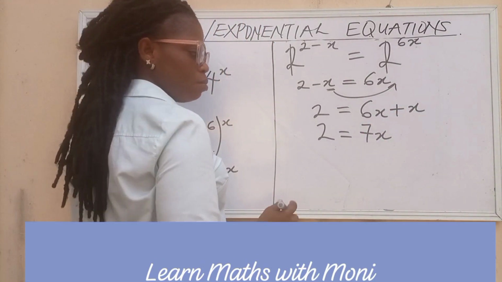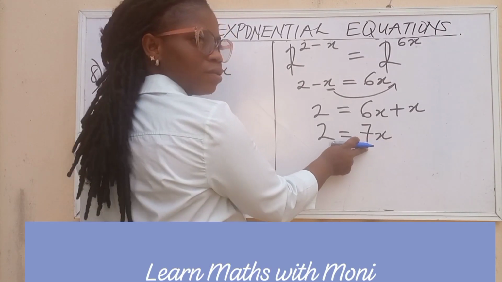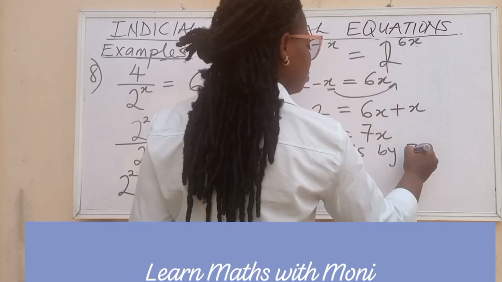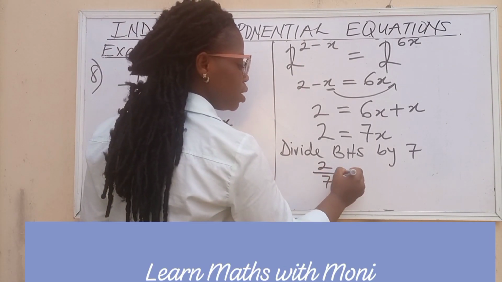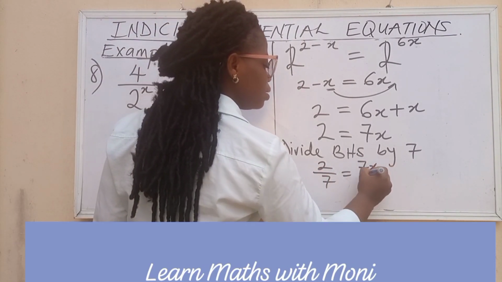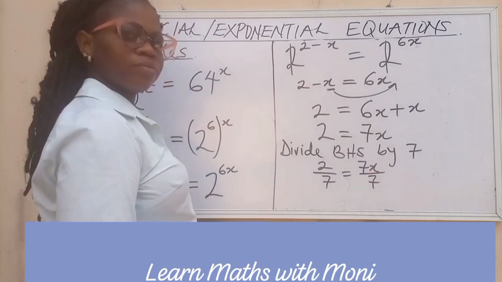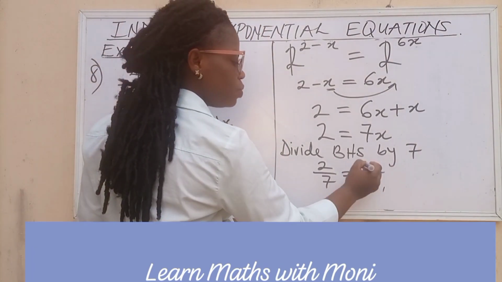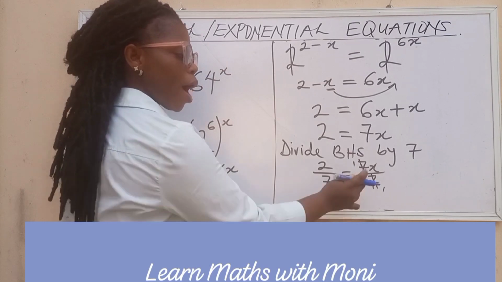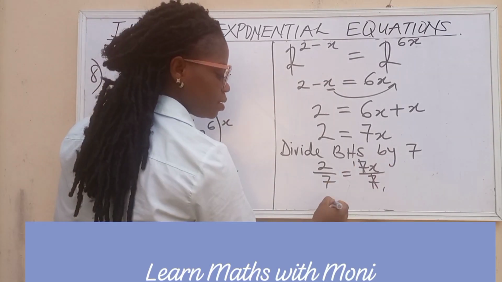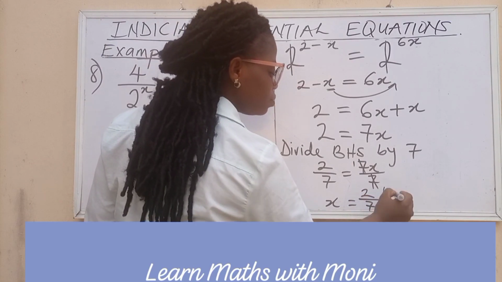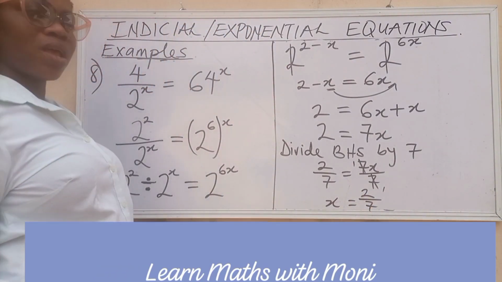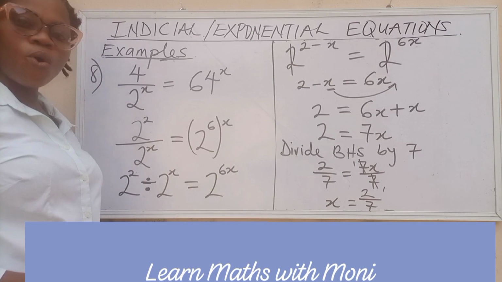Dividing both sides by the coefficient of x, which is 7. So I have 2 divided by 7 equals to 7x divided by 7. 7 divides 7 once. So I am left with x equals to 2 over 7. The x that is sought after is 2 over 7.